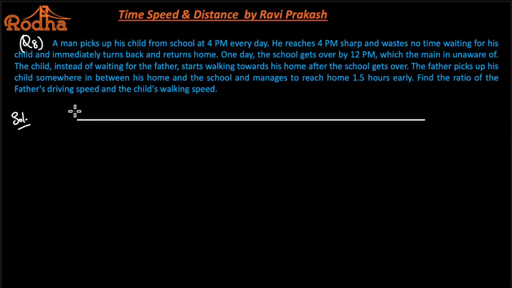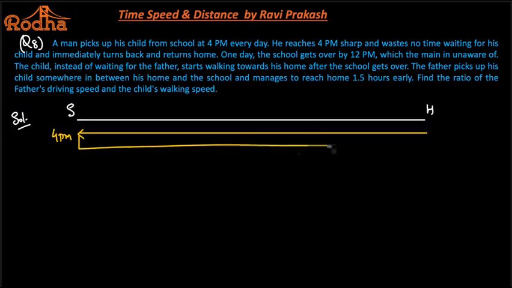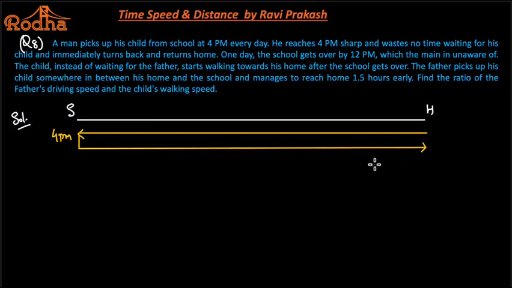Okay, solution. The person is here right now. Let's say school is here and home is here, ठीक है ना? A man picks up his child from the school at 4 p.m. every day. So basically, the person goes from home to school like this. He comes to school, picks up his child at 4 p.m., and wastes no time and then returns back home. Correct, right? So he is right now here.